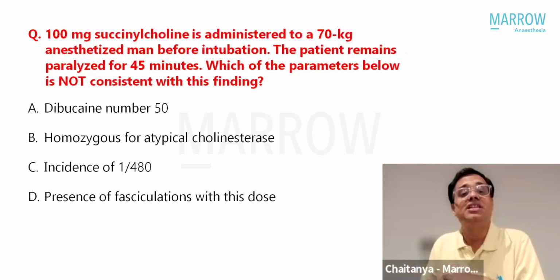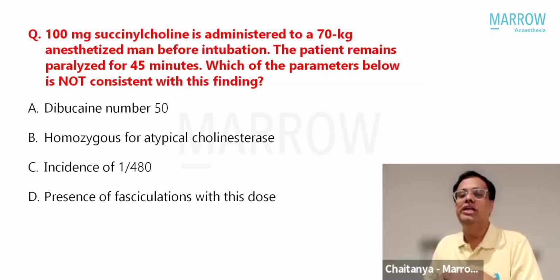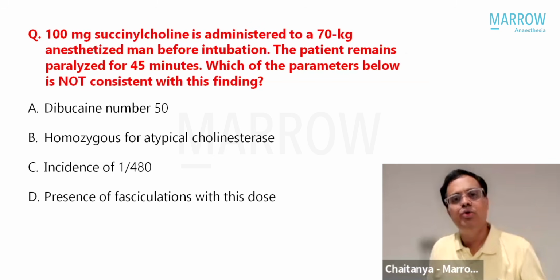There are second conditions where the patient is having atypical pseudocholinesterase. Atypical pseudocholinesterase can be identified only by Dibucaine number. Right? So Dibucaine number is a qualitative analysis. Dibucaine is a local anesthetic which will bind to normal pseudocholinesterase.